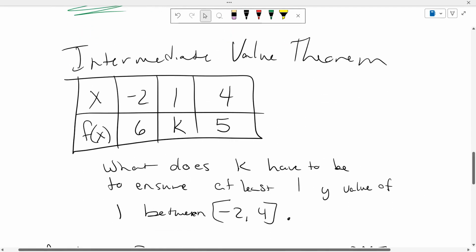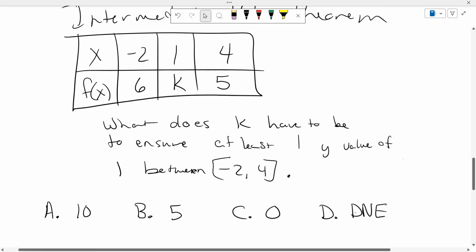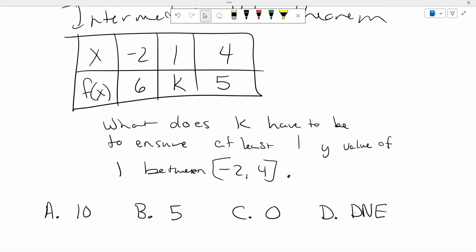Intermediate value theorem. What would k have to be to ensure at least one y value of 1 between negative 2 and 4? Okay. What would k have to be to make that work? Could it be 10, 5, 0, or does not exist? For the intermediate value theorem to have a y value of 1 somewhere in between 2 and 4.